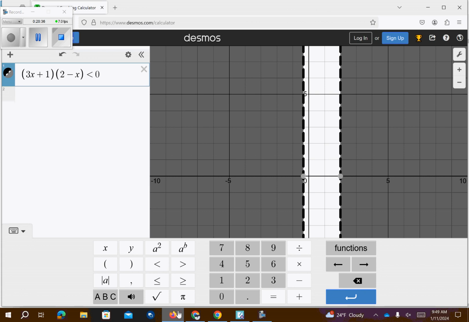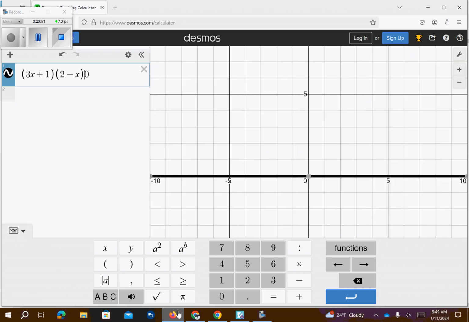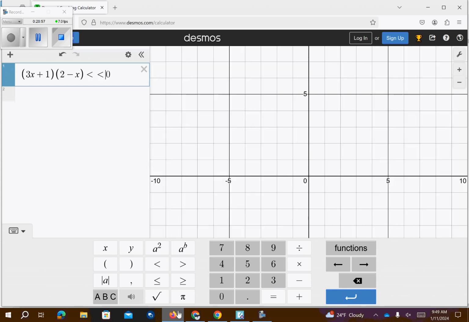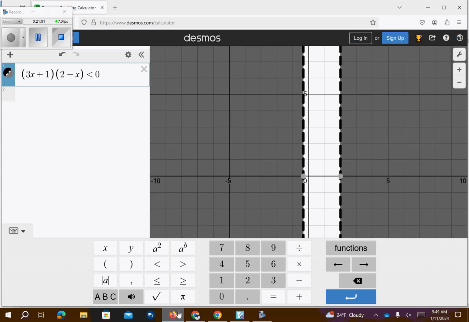Why would that be dotted, not solid? It's not including those. Yeah, it's just less than. So my inequality is just less than. I don't have the equal sign here. If I change this to this, notice it becomes solid. Okay? So the inequality sign is there for a reason.